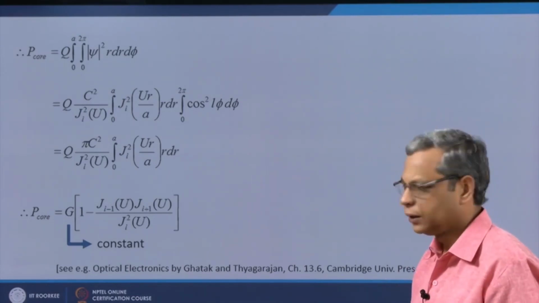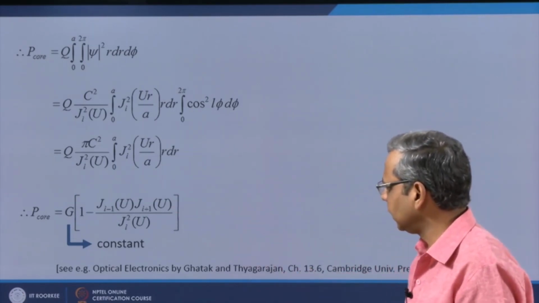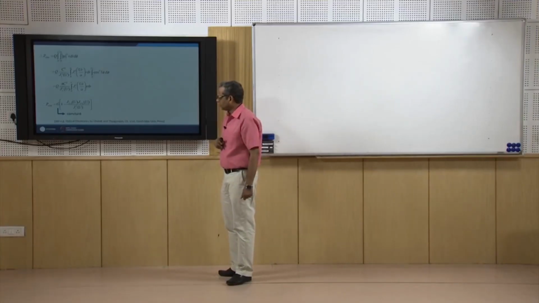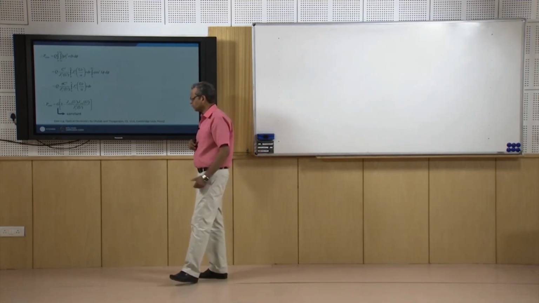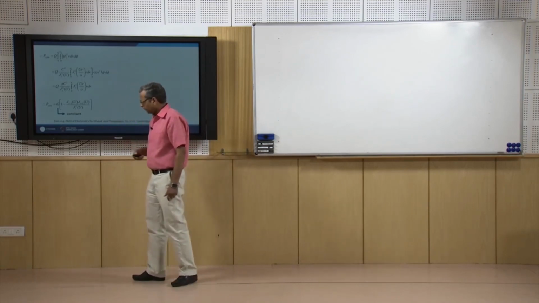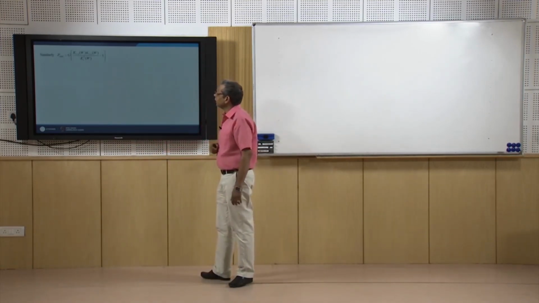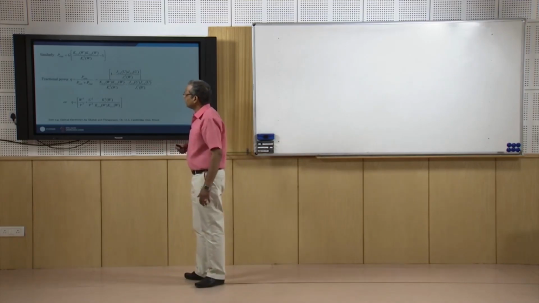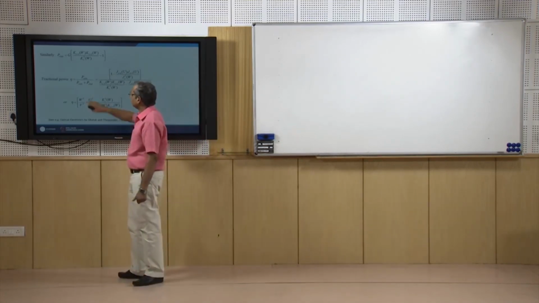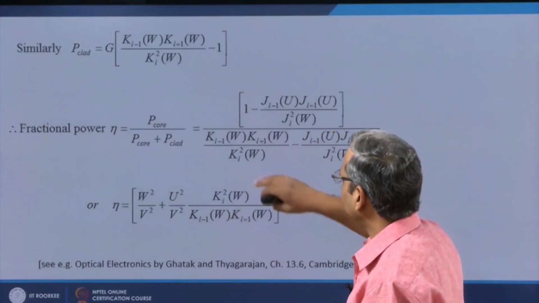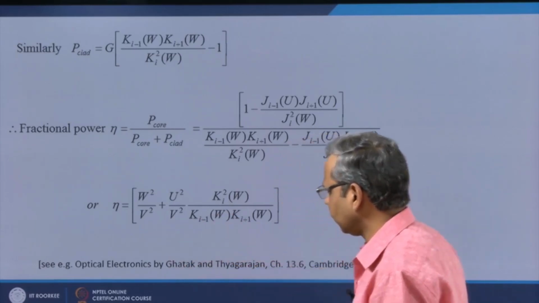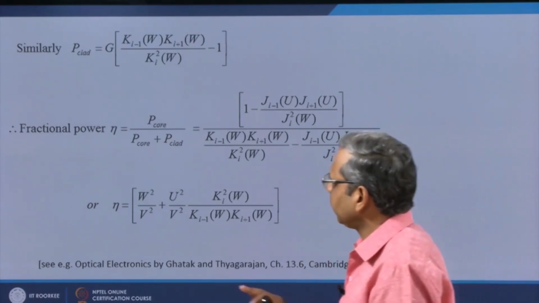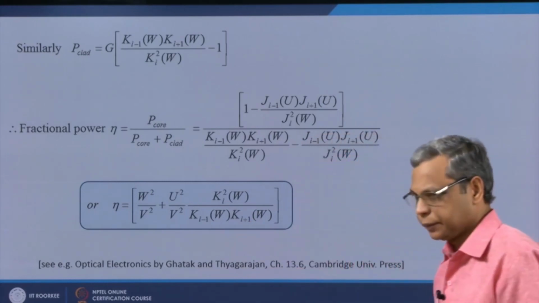If you are interested in the details of this, then you can refer to the book Optical Electronics by Ghatak and Thyagarajan, or Introduction to Fiber Optics by Ghatak and Thyagarajan, any of these books. So, there are the details. Similarly, in the cladding I can get the power as this, where g is a constant. Then I can find the fractional power as the power in the core divided by the total power, and I can express this in this particular form, and again the details can be seen in this book. So, I have the fractional power in the core given by this expression.